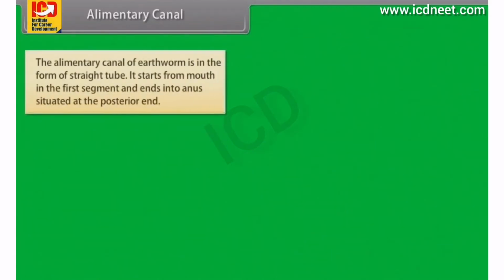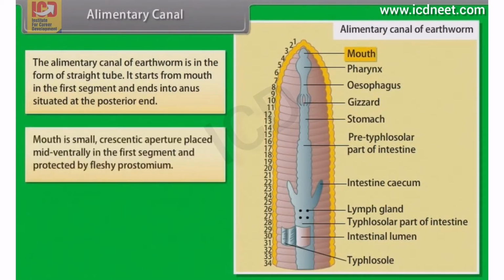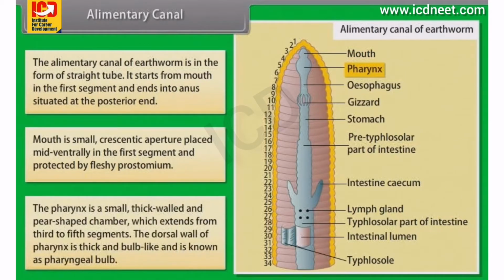Alimentary canal. The alimentary canal of earthworm is in the form of a straight tube. It starts from the mouth in the first segment and ends into the anus situated at the posterior end. Mouth is a small, crescentic aperture placed mid-ventrally in the first segment and protected by fleshy prostomium. The pharynx is a small, thick-walled and pear-shaped chamber which extends from third to fifth segments. The dorsal wall of pharynx is thick and bulb-like and is known as pharyngeal bulb.